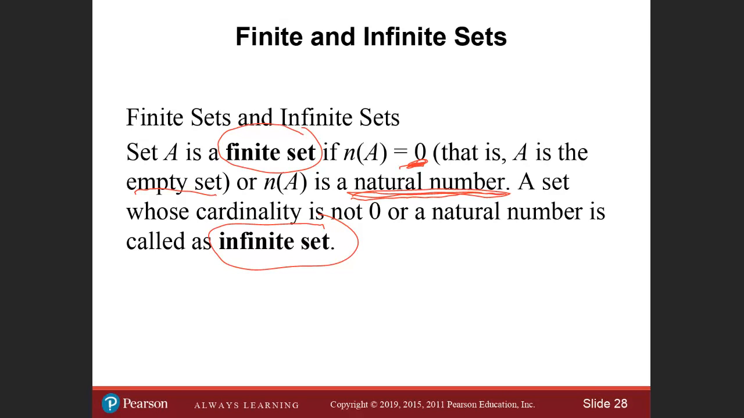And then if you're looking at an infinite set, it's the set whose cardinality is not 0 or a natural number, so it's the opposite. That is called an infinite set. Okay, so that would be like continuing, right, up to the positive infinity. It's getting bigger and bigger.